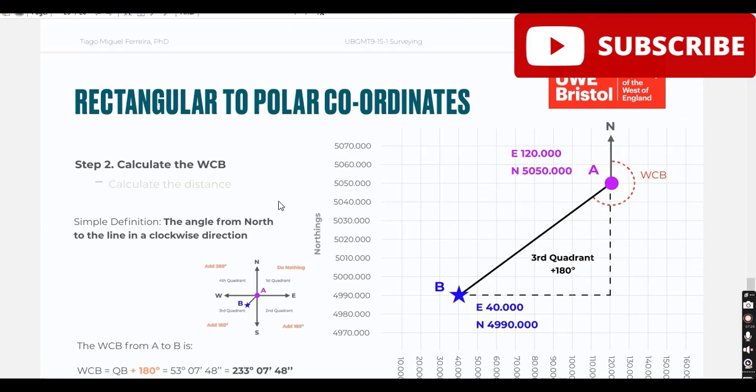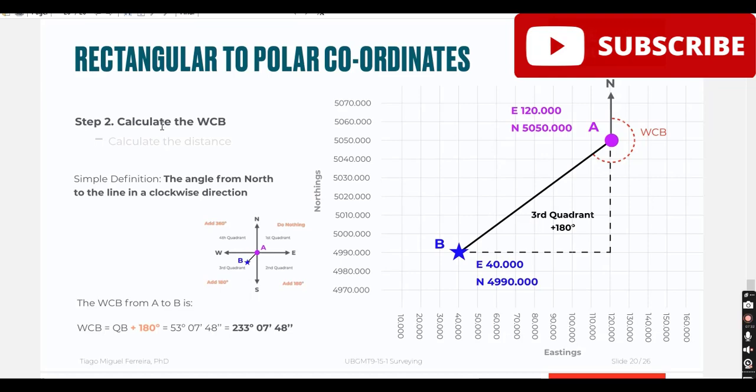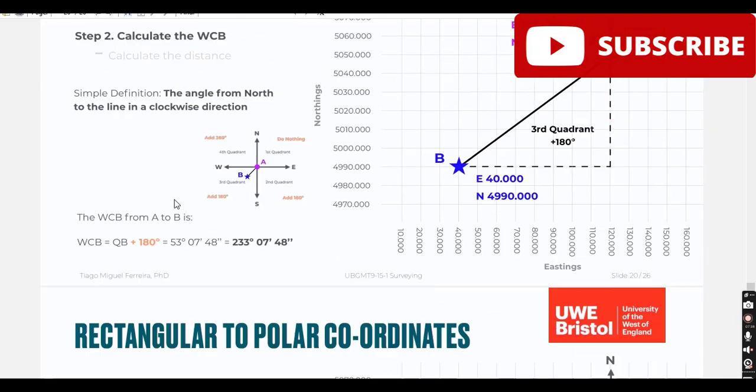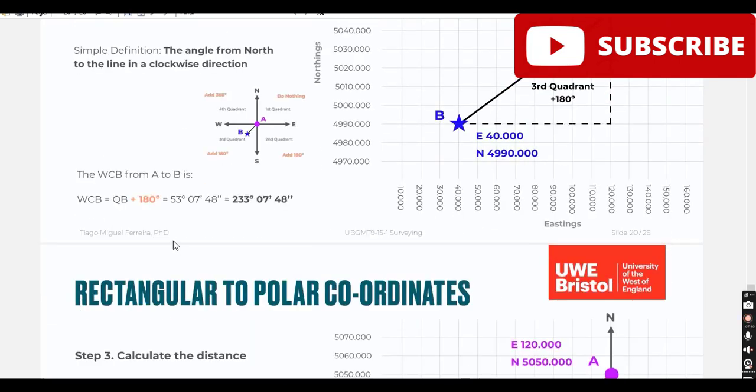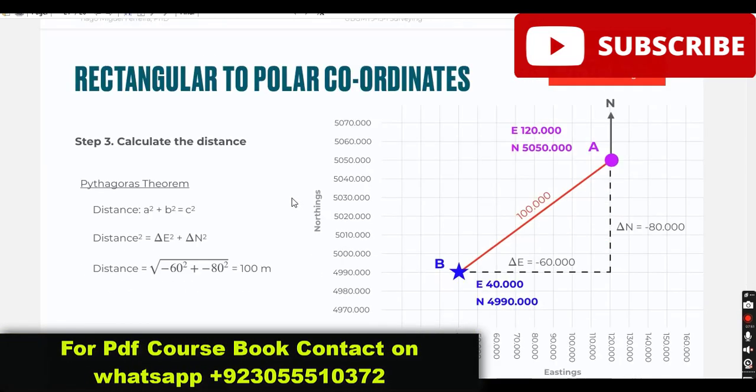Once we find our quadrantal bearing, we calculate the whole circle bearing from it, which means we add 180 because we are located in the third quadrant, to get our whole circle bearing.